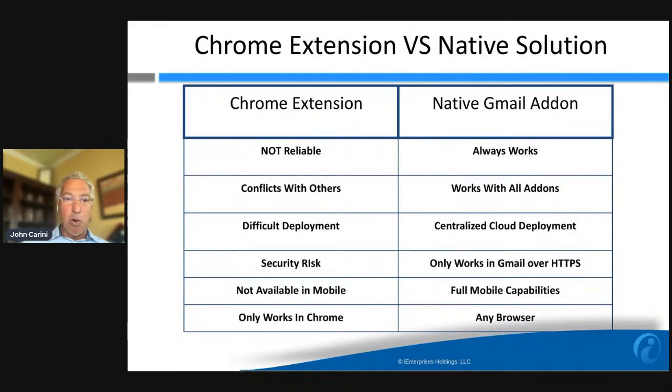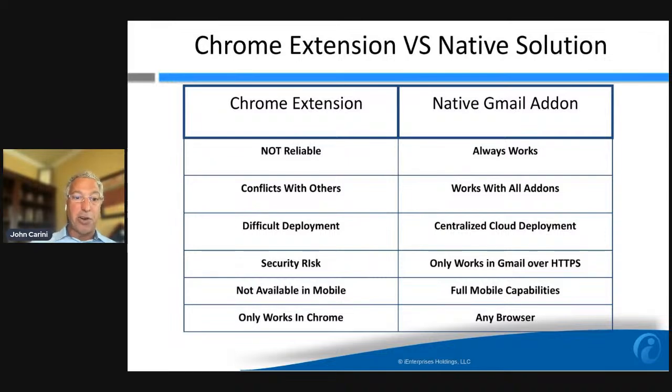So just a little bit more about why our native Gmail solution is better than a Chrome extension. Gmail add-ons always work. Chrome extensions are not reliable. Chrome extensions conflict with others. Ours works with all other add-ons, and there's no conflict. It's difficult to deploy Chrome extensions because they get installed on your local PC, whereas the Gmail add-ons actually go in the cloud, and it's the more modern approach. We'll see it in just a second.